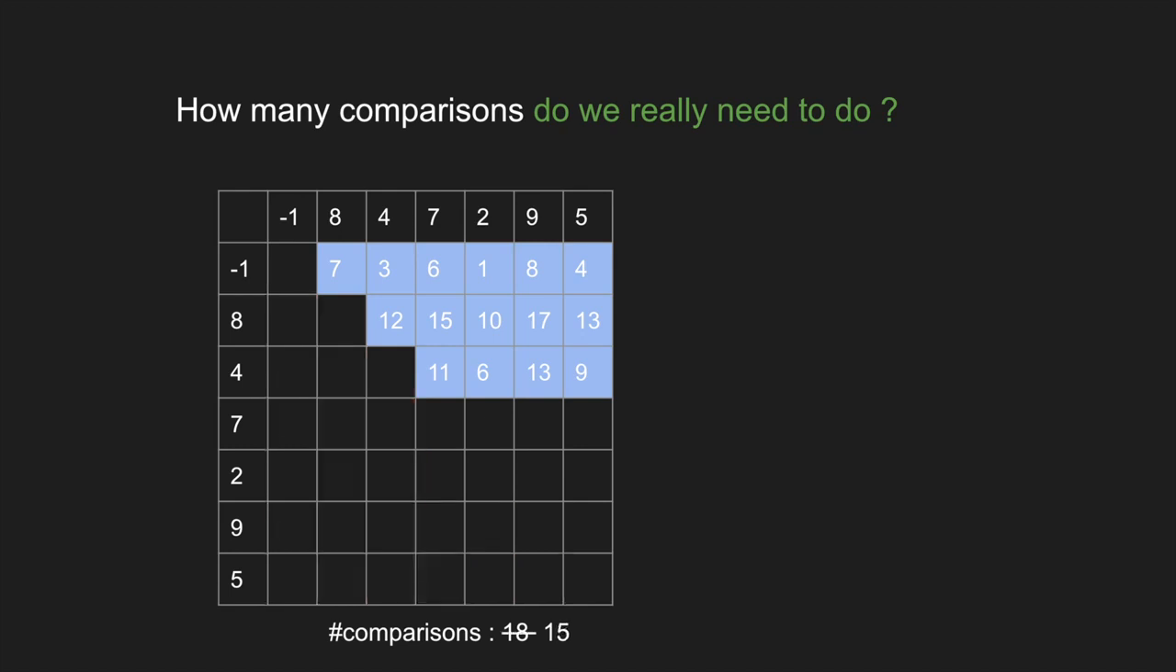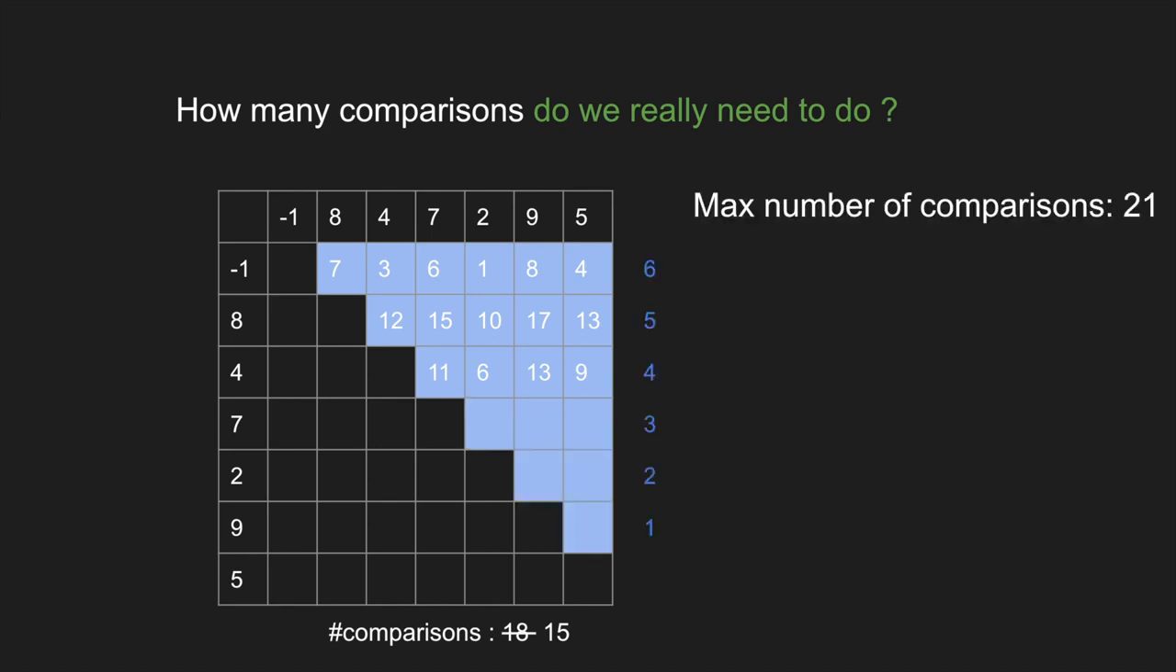If we remove them, then we can see that the only comparisons that we really needed to do are in the blue region. And as you can see, it reduces the number of comparisons from 18 to 15. So we have already made some improvement in our strategy, and we can actually go further and estimate the maximum number of comparisons that we could expect. And it's fairly easy, we just need to count the number of cells in the blue region. Counting them, we get 6 plus 5 plus 4 plus 3 plus 2 plus 1, which add up to 21.